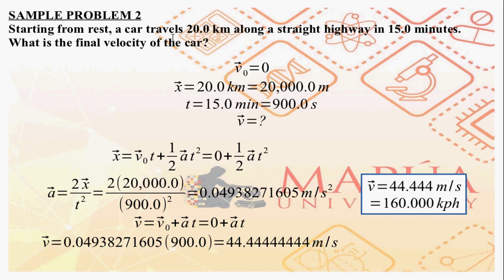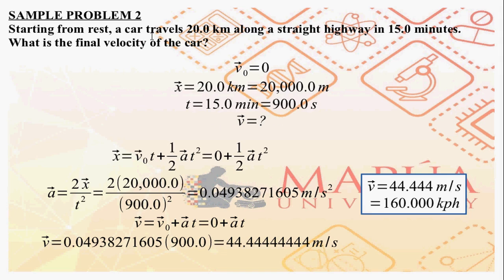So assuming positive direction, displacement x is equal to positive 20 kilometers, converted to meters. Again, it's always a good idea to convert to MKS: meters, kilograms, seconds. So the 20 kilometers converted to meters is 20,000 meters. The time of travel given is 15 minutes, converted to seconds. 15 minutes is 900 seconds, and we are being asked to get the final velocity.